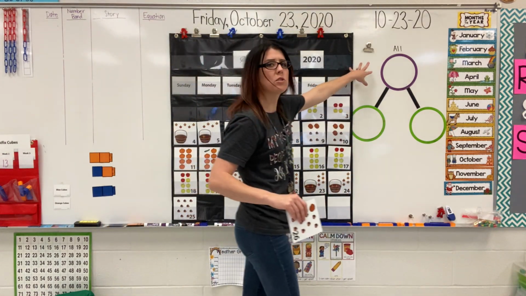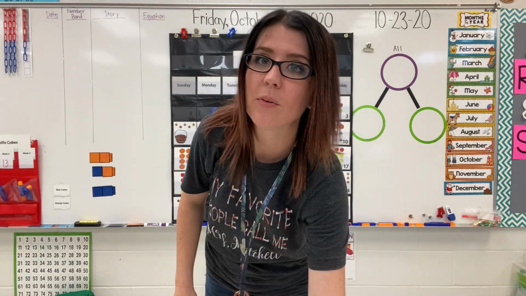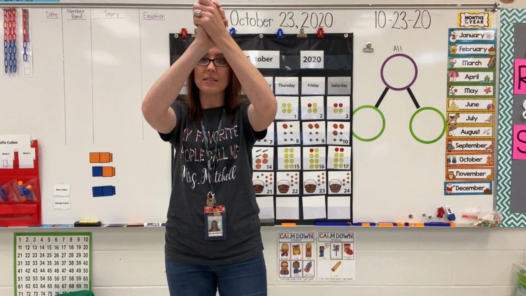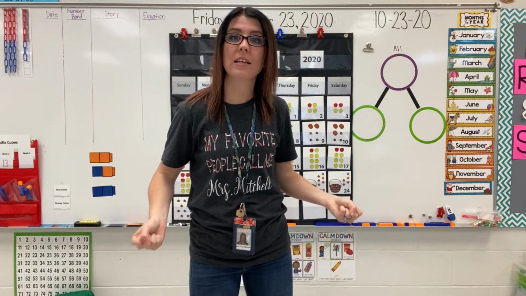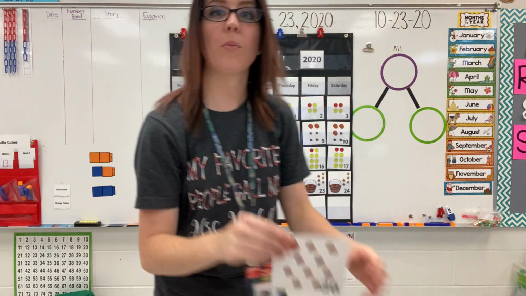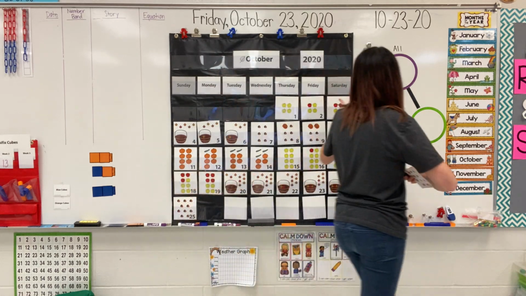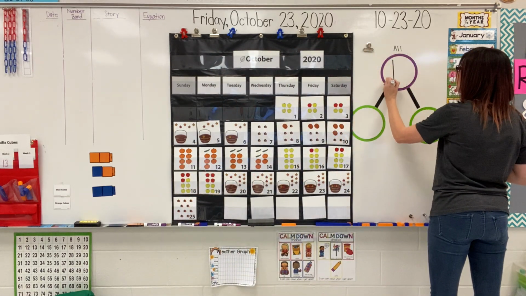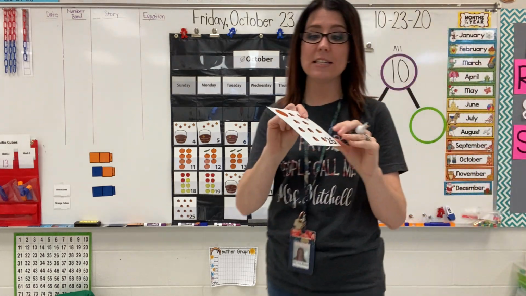So back here, what's this tool called? Number bond. Very good. Can you say it with me? Number bond. Say it again. Number bond. We are grabbing our parts down in the bottom circles, and then we're putting them together at the top. So up at the top, we're going to put the whole, and we just said we have 10 all together. You guys remember how to make a 10? It looks like this.